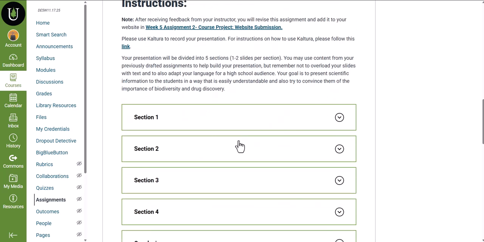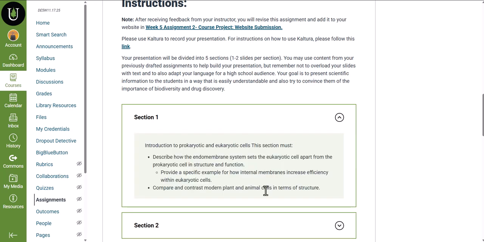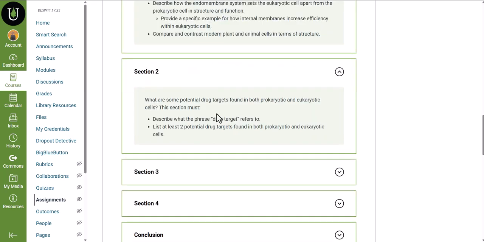Down here, it gives you a little bit further instructions on this presentation, what sections you should have. So you'll have 5 sections. You'll have 1 to 2 slides per section. Look at each of these where you are describing prokaryotic and eukaryotic cells. You're describing the endomembrane system, how they work, why that increases efficiency, compare and contrast plant and animal cells. Then you're looking at potential drug targets found in both prokaryotic and eukaryotic cells.